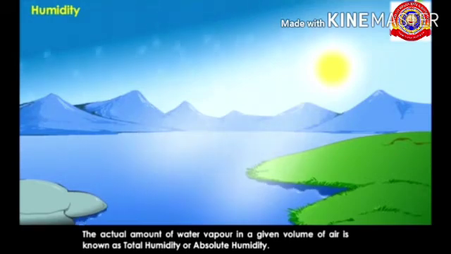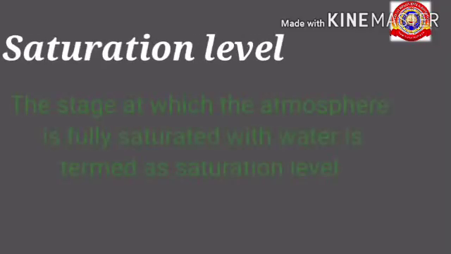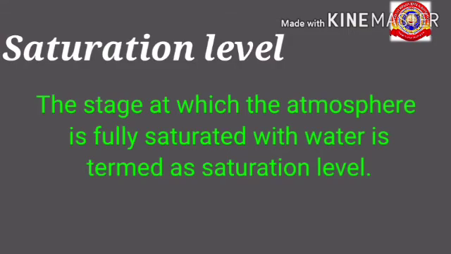The actual amount of water vapor in a given volume of air is known as total humidity or absolute humidity. Next, saturation level. The stage at which the atmosphere is fully saturated with water is termed as saturation level.